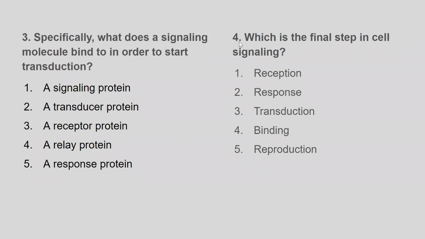What does the signaling molecule bind to in the start of a transduction? Shrutika, can you hear me? Yogeshwari, your answer is correct. No, Shrutika, it's not the transducer protein. Transducer proteins are those relay molecules inside the cell. To start the signal transduction, first the signaling molecule has to bind to the receptor on the target cell's membrane. That is, the answer is the receptor protein, number 3.